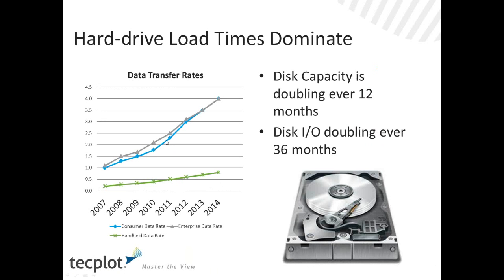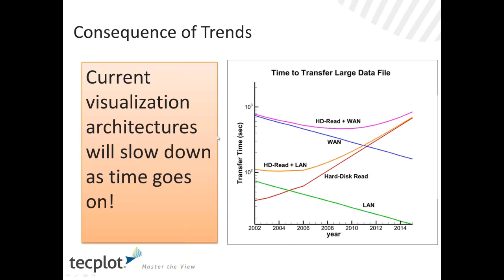Again, I think hopefully we can contend at this point that having the data on a disk is posing a bit of a data transfer rate problem, especially given the fact that data I/O is only doubling every 36 months. And Scott, I think the next slide might be better to go into detail on that. Which is basically the consequence of these trends, that the current visualization architectures will slow down as time goes on. This is something sometimes called the red shift.